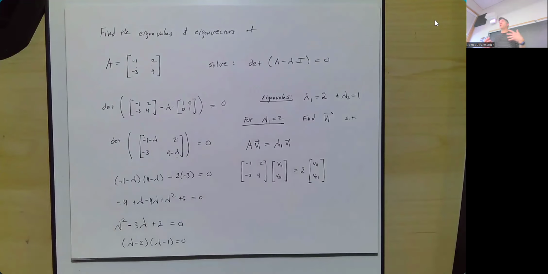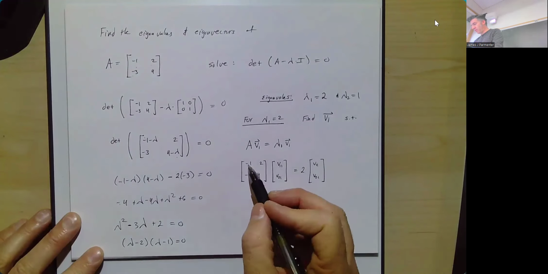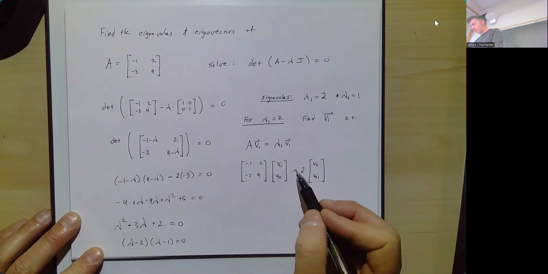And this matrix equation really represents 2 equations. Let's write them out. So the first equation is -1 times V11 plus 2 times V21 equals 2 times V11.